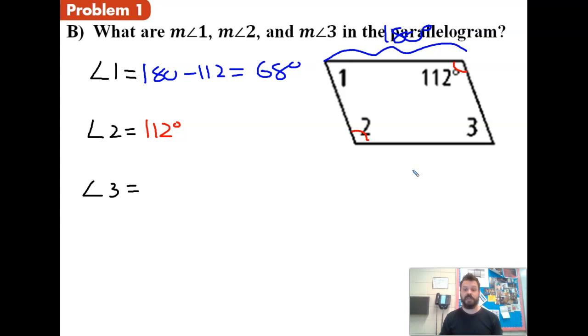And then for angle 3, there's a couple ways we can think about it. It is opposite angle 1, so I know those two angles will be congruent. Okay, it is also consecutive with the 112, so it'll be supplementary to the 112, or I guess we could say it's consecutive with angle 2 as well. Either way we'll end up with angle 3 being 68 degrees.